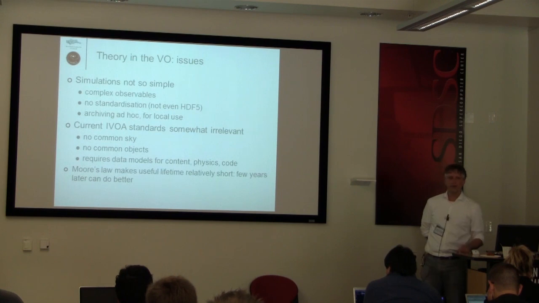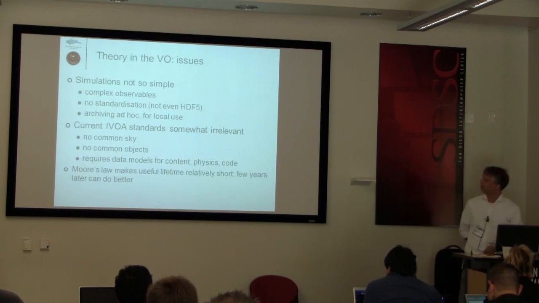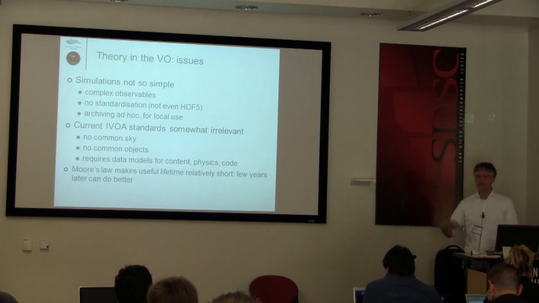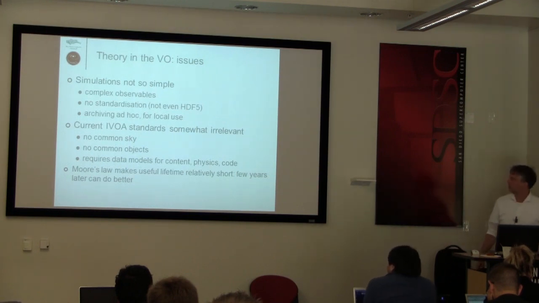Much of the archiving has been rather ad hoc. Everybody has their own data, proprietary data formats. Therefore, we don't have a common sky, as I said. We don't have common objects most of the time. There are certain specific experiments where you could do that, but they're the exception rather than the rule. And so the data models that you need to describe your data need many more properties. They need all kinds of physics. They need to say something about code, potentially.